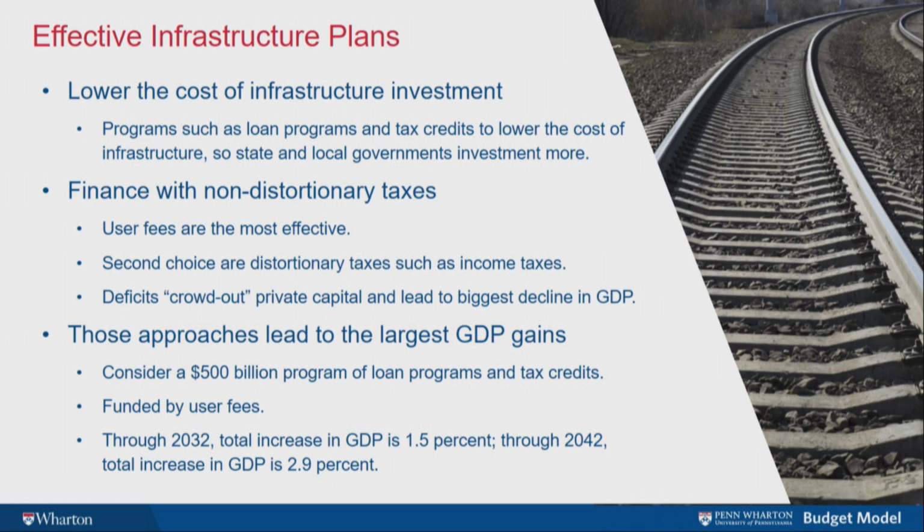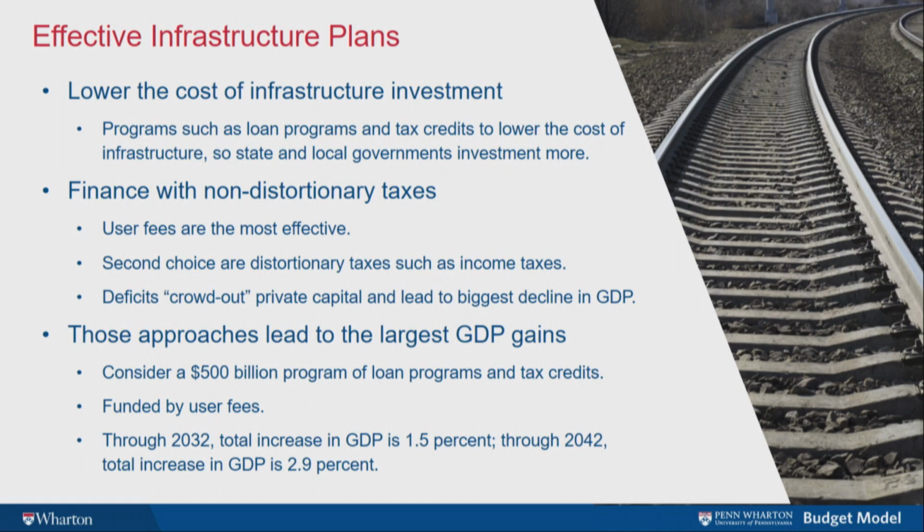distortionary taxes. The choice that causes the largest drop in GDP is using deficits to finance these, because these are always going to crowd out private capital, and in almost all circumstances will crowd out the gains you get, the higher productivity gains you get from public infrastructure.